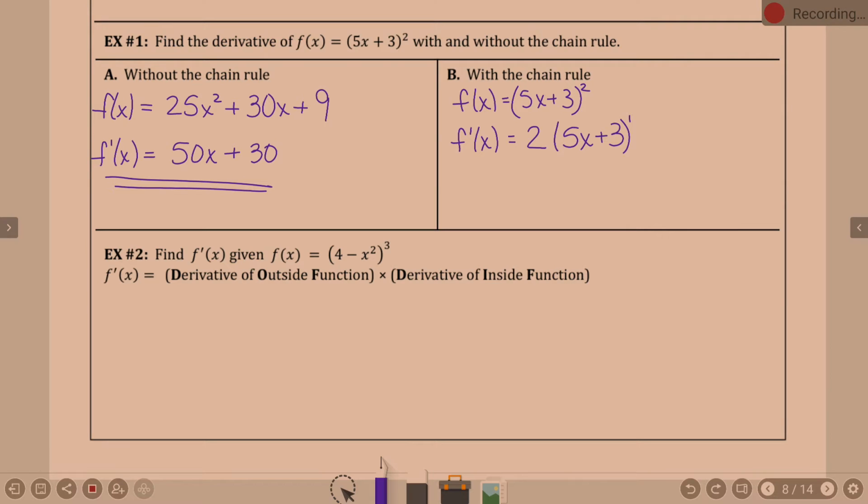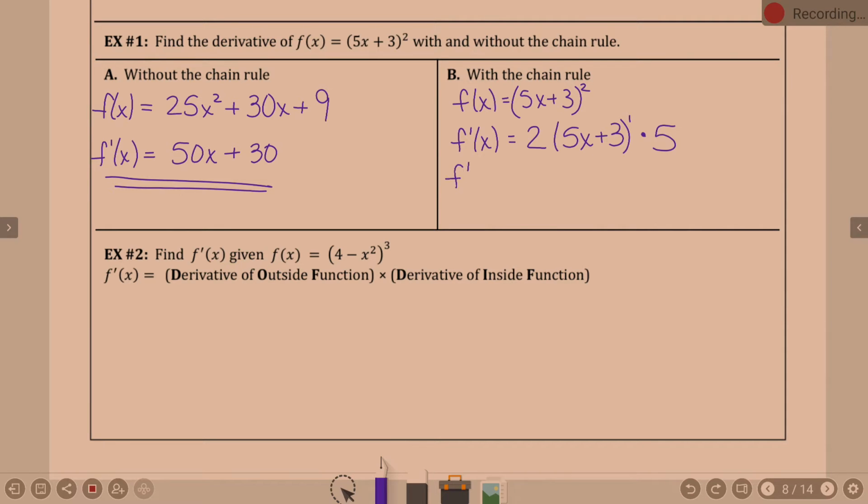But then chain rule says now times derivative of the inside. What's my inside function? 5x plus 3. What is the derivative of 5x plus 3? 5. So then we're going to say times 5. Now, you could leave it like such. I mean, technically that's an answer.